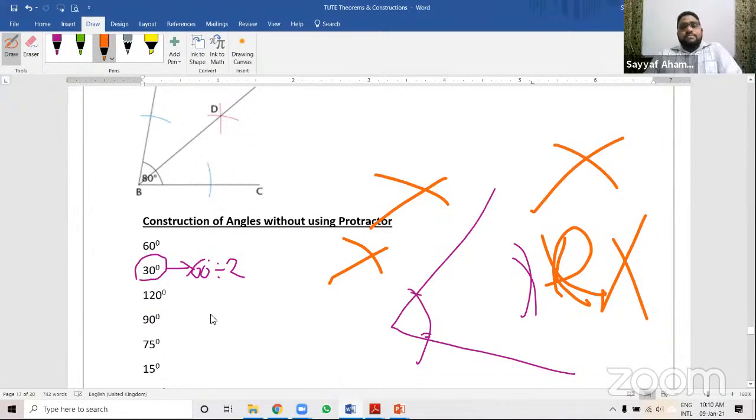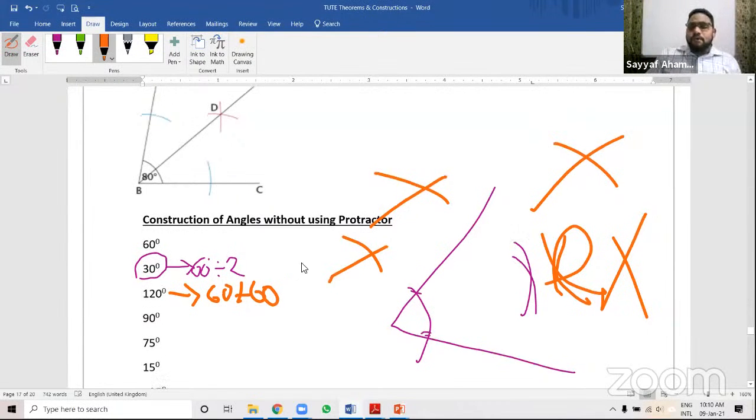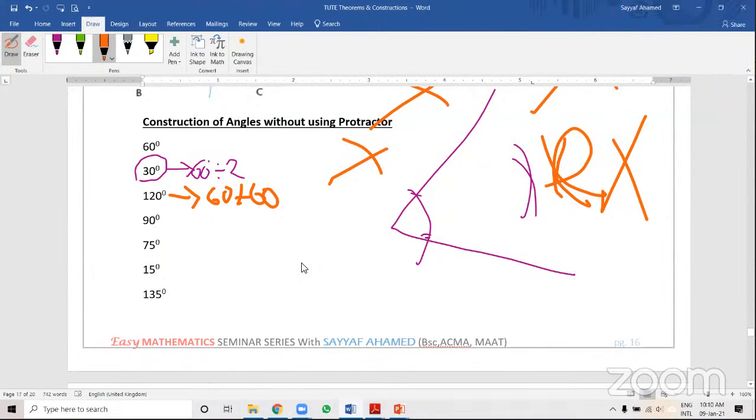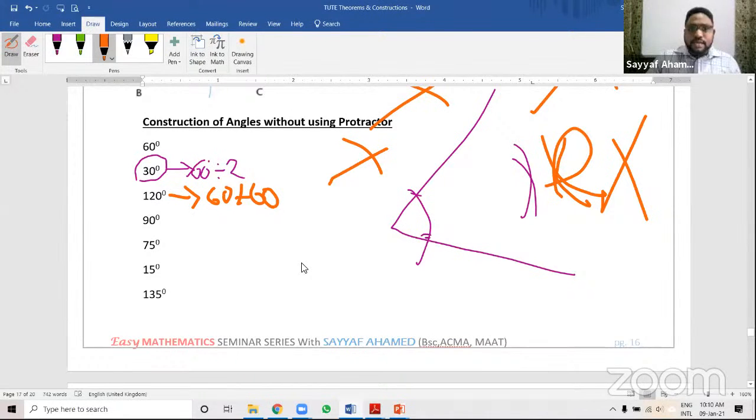So for 120, how do we do it? We go 60 and add another 60. We draw a 60 degree angle, and from that point we draw another 60. So go home and please do these questions again. Sit with the paper and the construction tools, and please draw each of these.